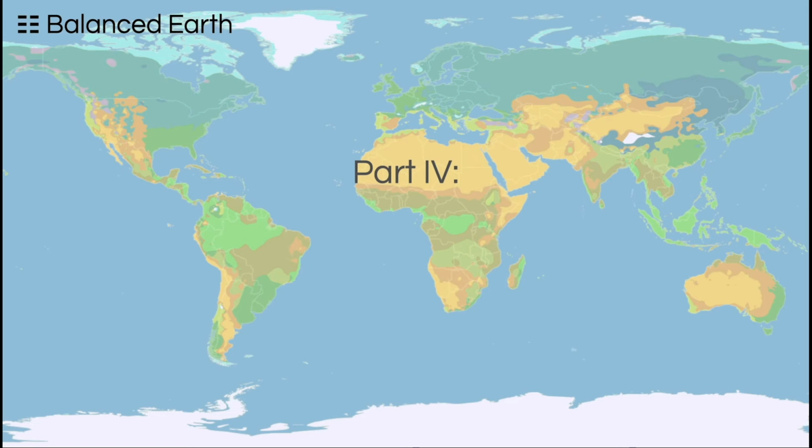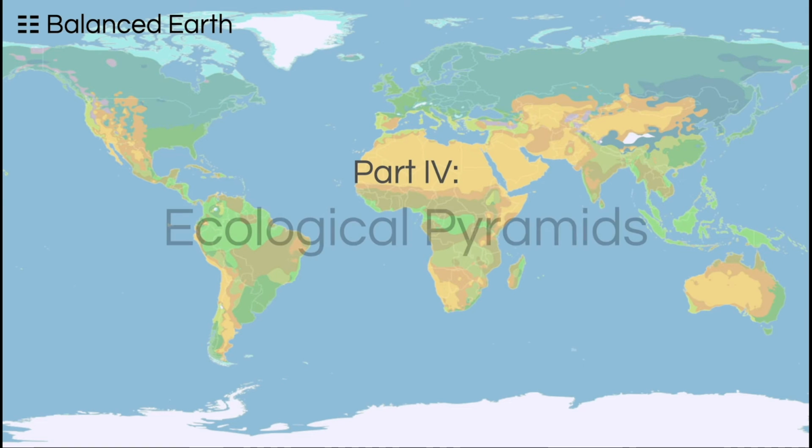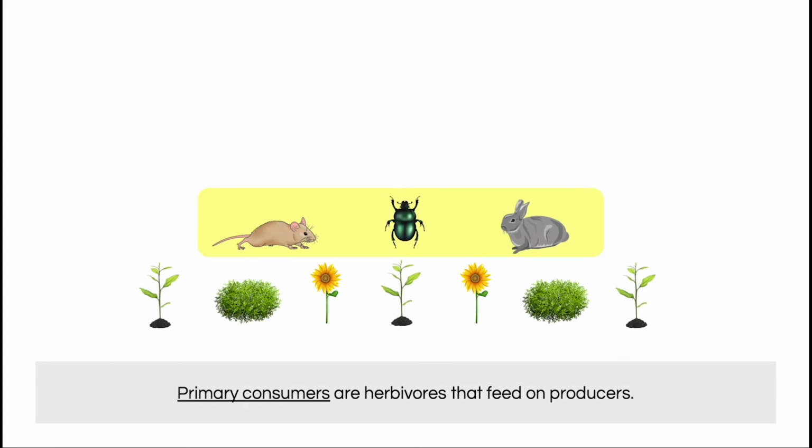Now that we've learned about producers, consumers, and decomposers, we can start to look more closely at different types of consumers and construct ecological pyramids. Primary consumers are consumers at the bottom of the food chain that eat plants to survive. They're usually herbivores like mice, bugs, and rabbits.